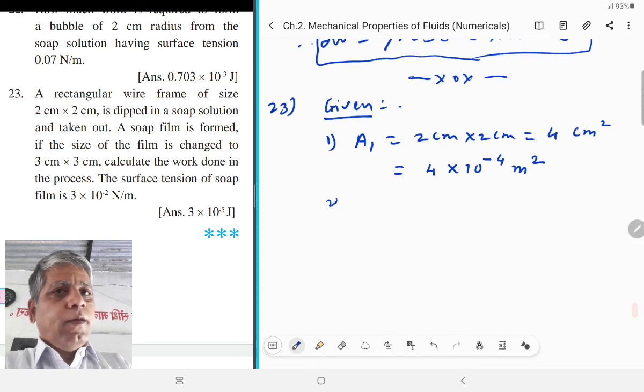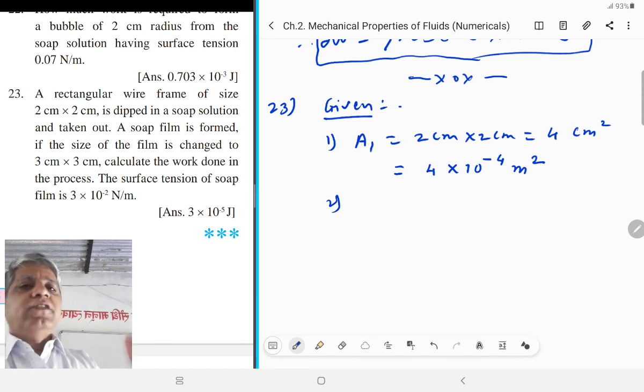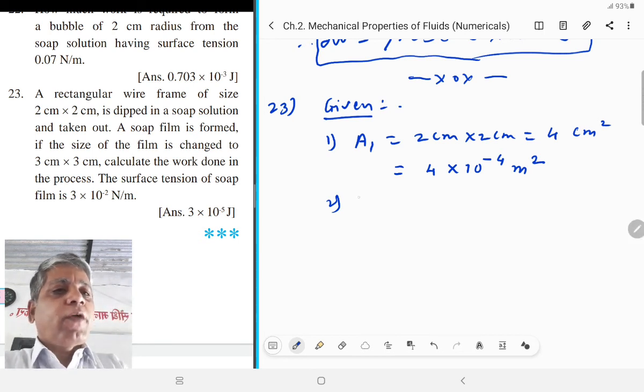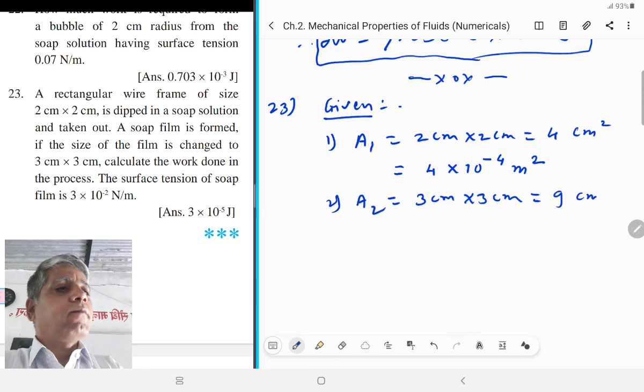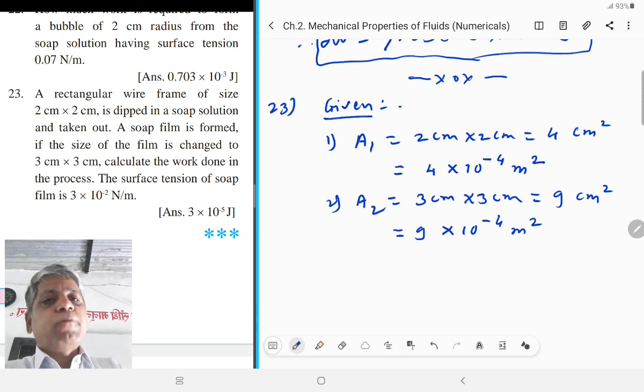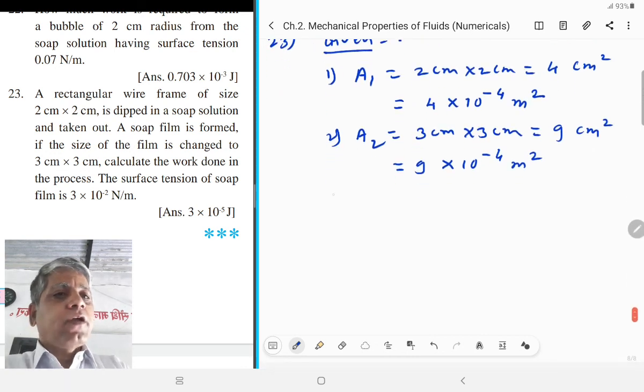Second point, if the size of the film is changed to 3 cm by 3 cm, therefore surface area A2 is equal to 3 cm by 3 cm, that is equal to 9 cm square, and that is equal to 9 into 10 raised to minus 4 meter square. This is the changed surface area. The surface tension of soap film is given. Third given point, T is equal to 3 into 10 raised to minus 2 Newton per meter.